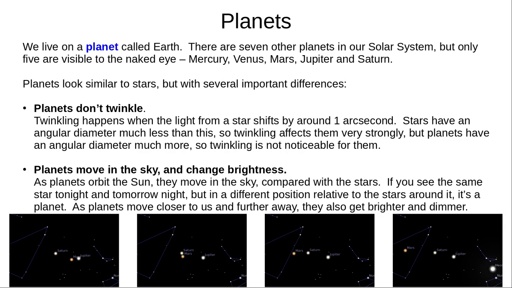2. Planets move in the sky compared with the stars behind them. Here we can see Mars, Jupiter and Saturn move over just 4 days. They also get brighter and dimmer as they move closer and further away from Earth. An object in almost the same position, but not quite, today and tomorrow, must be a planet.